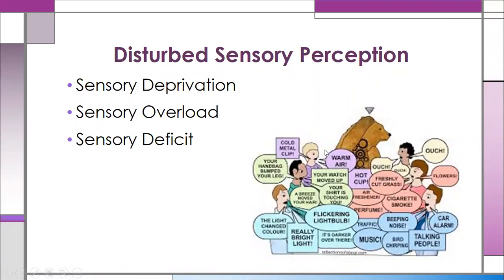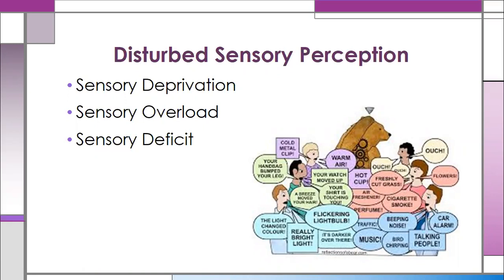So let's talk about disturbances in sensory perception. Remember, perception has to do with your ability to make that stimuli meaningful. So sensory deprivation is going to happen when there is a decreased amount of input or flat, meaningless input. There's not enough stimuli coming in for the brain to maintain a normal level of activity. If there's not enough coming in, then the brain can hallucinate, and hallucinations can begin because the brain is trying to maintain a normal level of activity.